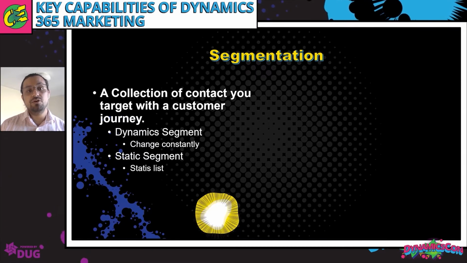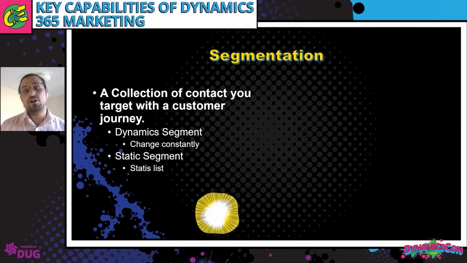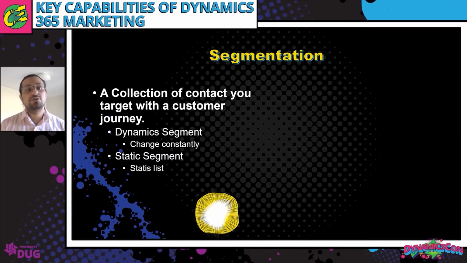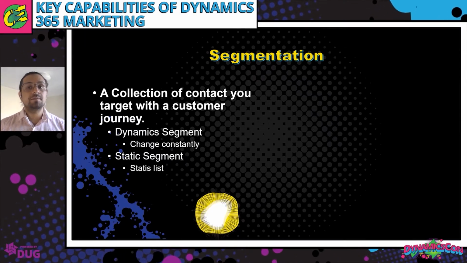The members or contacts you already added will remain, and the size of the list, the number of members, will be the same. You cannot change or add at any point of time. So that's the definition of segmentation in dynamic and static.